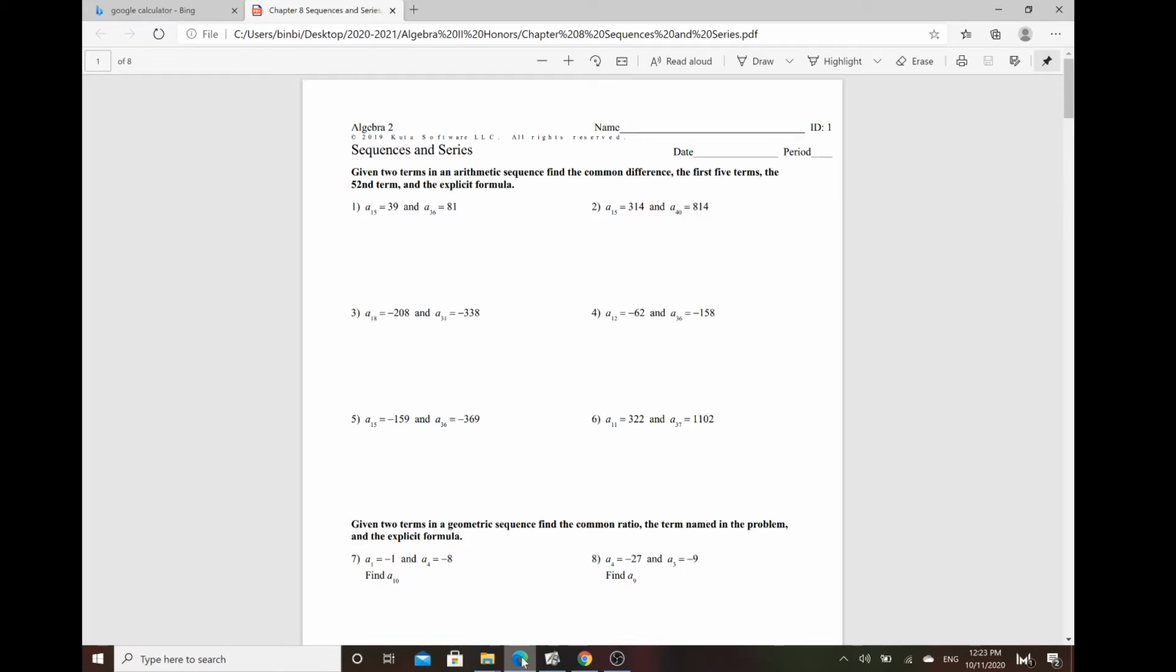Today we'll start out with sequences and series. This one is Chapter 8 from Algebra 2, the Big Ideas textbook. The first type of problem: given two terms of an arithmetic sequence, find the common difference, the first five terms, the 52nd term, and the explicit formula.